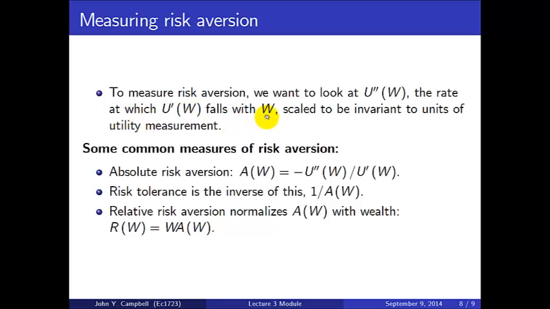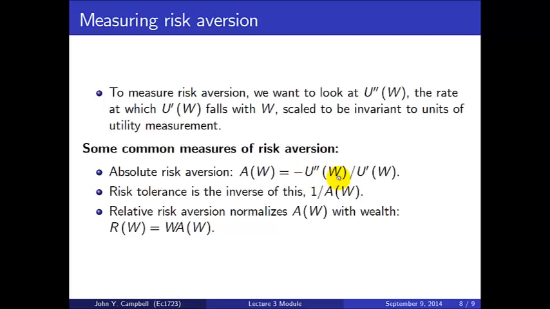w. But we have to do it in a way that is invariant to units of measurement, because utility has no natural units. There's no such thing as a util in which we measure utility. So we have to scale so that units of measurement don't matter. And the first and most obvious way to do that is called absolute risk aversion.